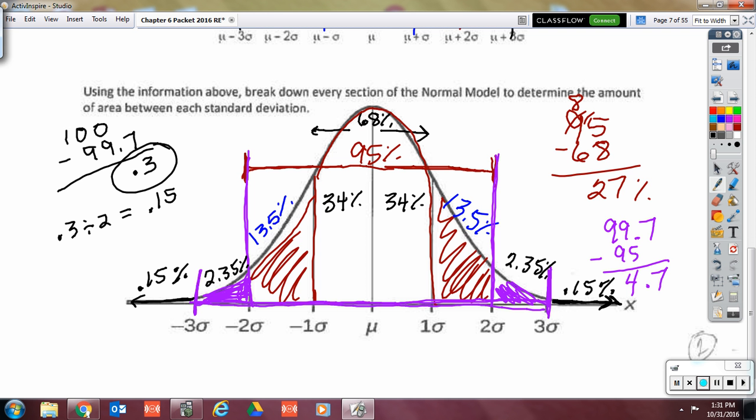Okay, so those are your sections. Those amounts are always those amounts. They stay those amounts no matter how spread out the curve is or how squished in the curve is. From the mean to one standard deviation is 34% of the data, and so on. All right, very good.